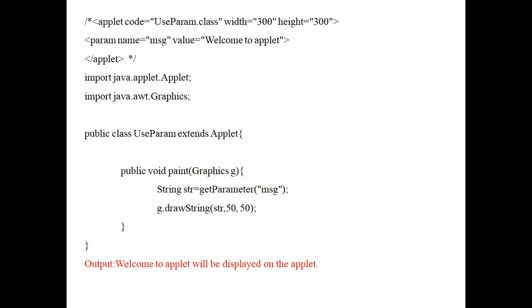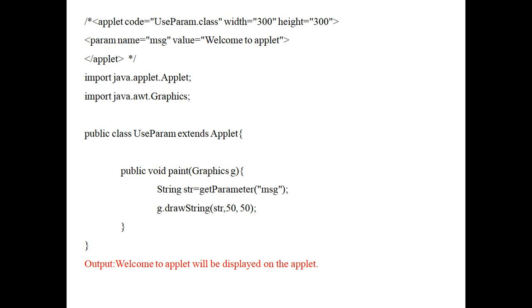Now this is an example to show how to pass parameters to an applet. I've defined the HTML code. First, I've defined the applet tag. Applet code is equal to useParam.class. So useParam is the name of my class. Now I've defined the width and the height in pixels, which is equal to 300 in double quotes. Now I've defined the param tag.